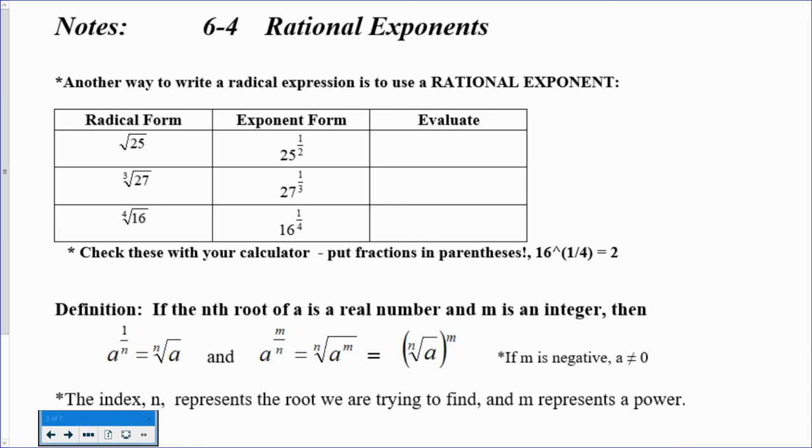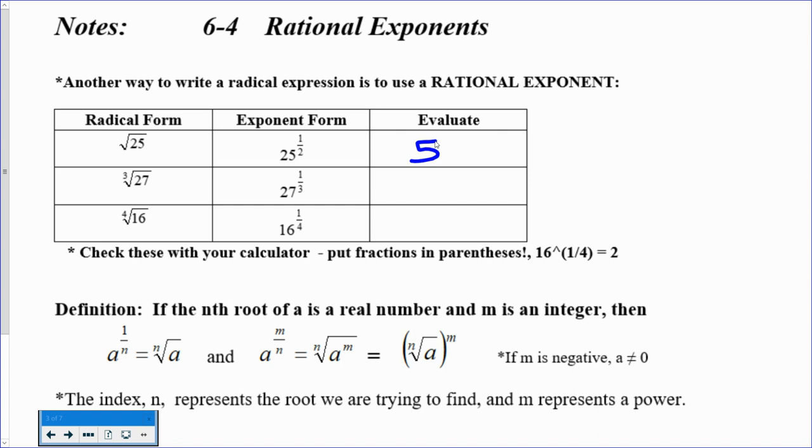Okay, today's lesson is 6.4 rational exponents. So another way that we can write a radical expression is to use a rational exponent. So the square root of 25 is the same exact thing as 25 to the 1/2 power. So they both would give you a value of 5.